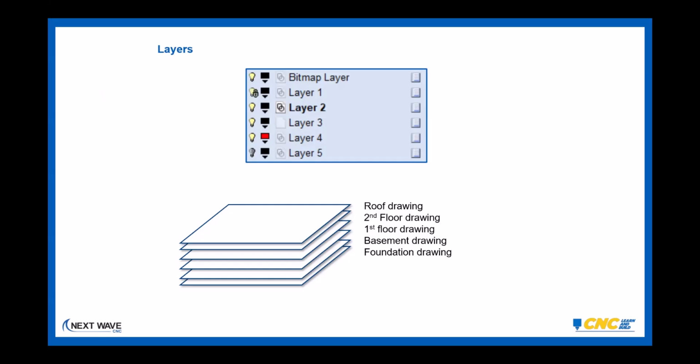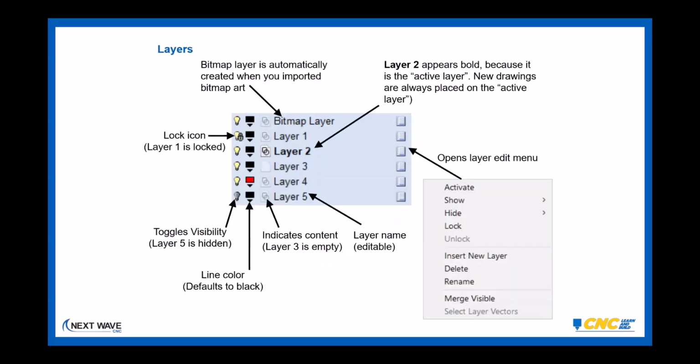Within VCarve, you have the ability, and you'll see me do this tonight, where you're copying and moving stuff from layer to layer. You can turn layers on and off with these light bulbs. You can relabel them. You can assign different colors to the layers, which then will change the color of the vectors on that layer. And there's some additional items there. This detailed slide here gives you what each one of those do.